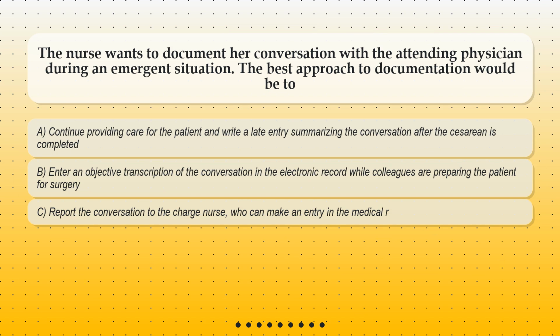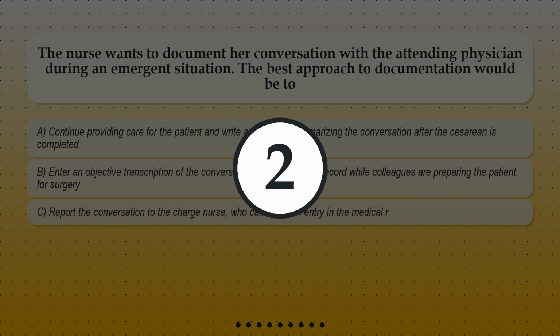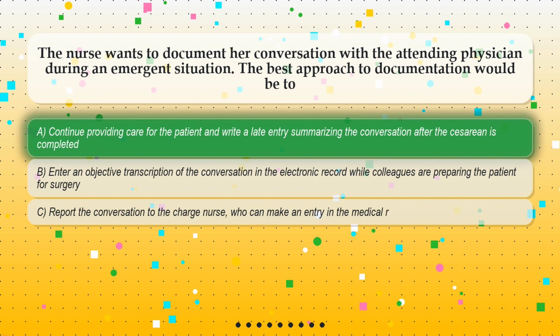Question 7. The nurse wants to document her conversation with the attending physician during an emergent situation. The best approach to documentation would be to: Option A, continue providing care for the patient and write a late entry summarizing the conversation after the cesarean is completed. Option B, enter an objective transcription of the conversation in the electronic record while colleagues are preparing the patient for surgery. Option C, report the conversation to the charge nurse, who can make an entry in the medical record. The correct answer is option A, continue providing care for the patient and write a late entry summarizing the conversation after the cesarean is completed.